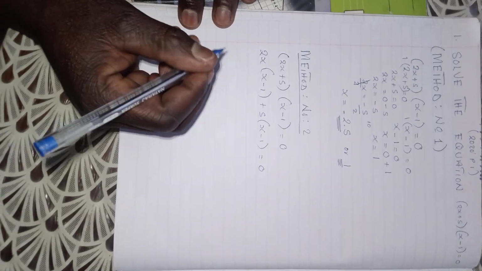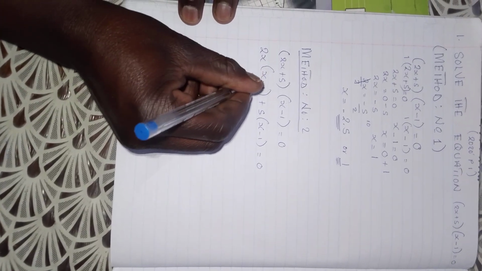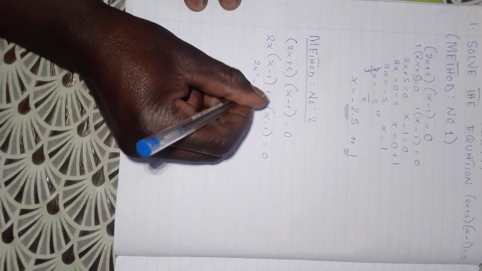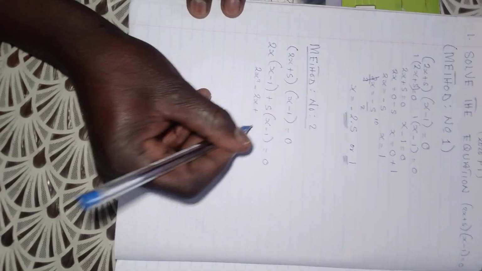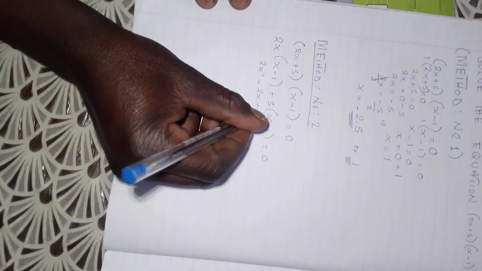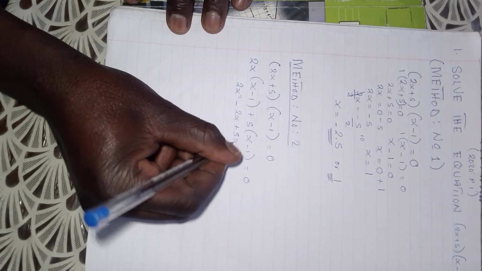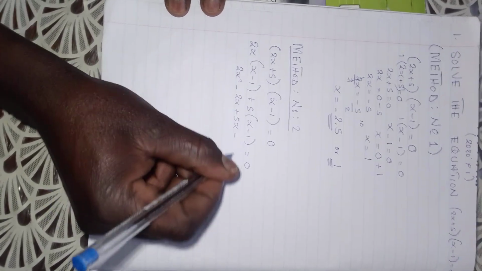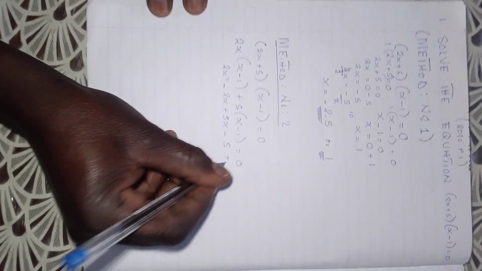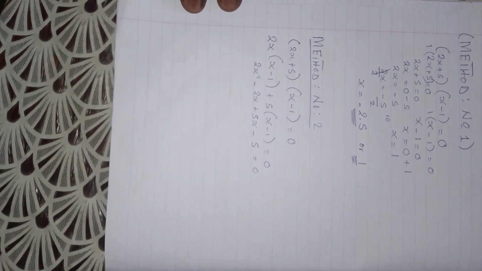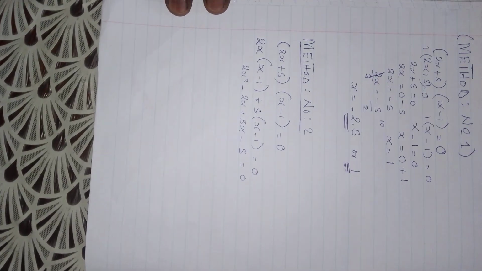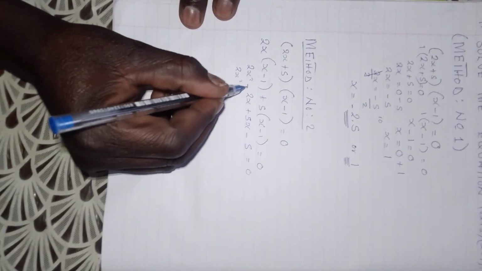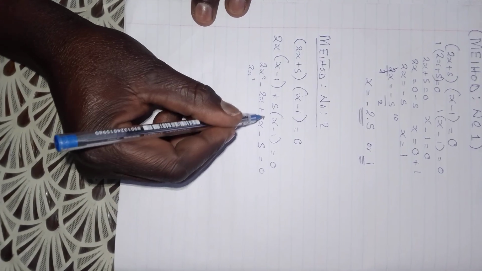2x times x, the answer will be 2x squared; minus 2x times 1, it will be 2x; plus 5 times x, it will be just 5x. Positive times negative is negative. 5 times 1 will be just 5, equals 0. Okay, so we need to add the similarities. 2x squared, negative times positive, the answer is negative.